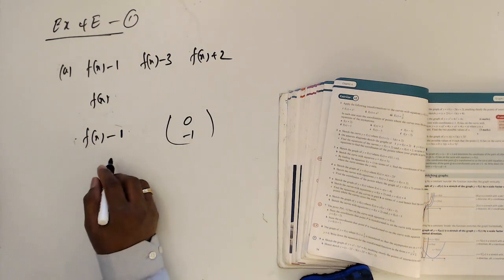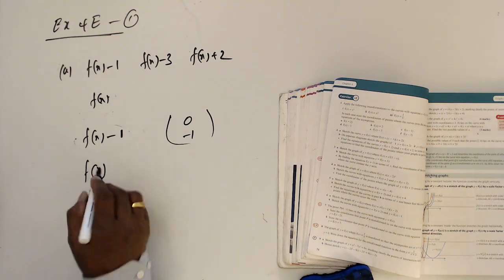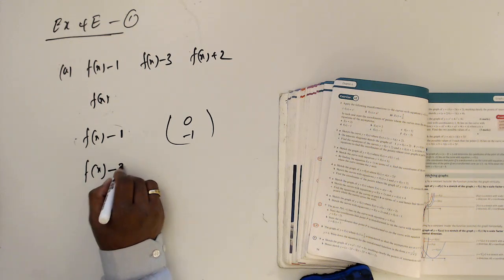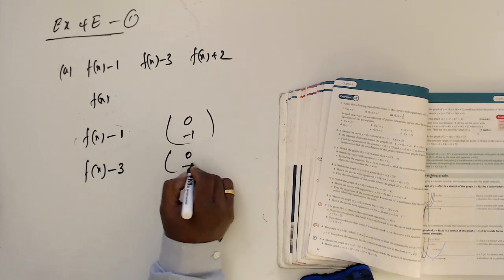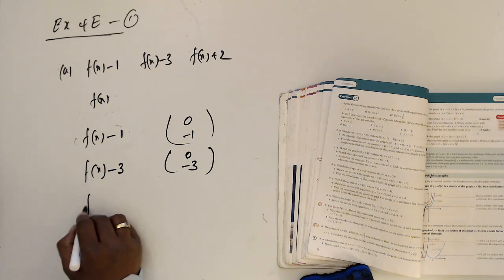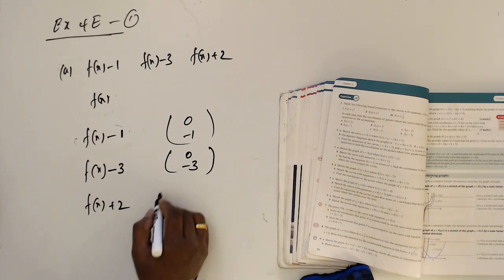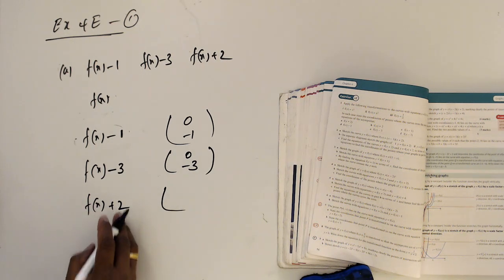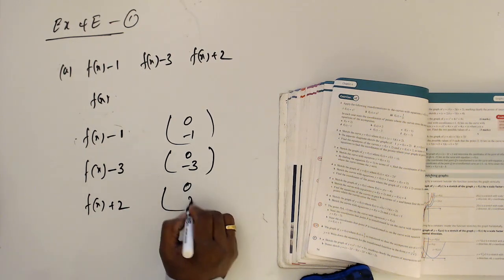And for this one, f(x), the original graph, we want to shift down by 3. It means (0, minus 3). And f(x) plus 2 means we want to shift up by 2. This is (0, 2).